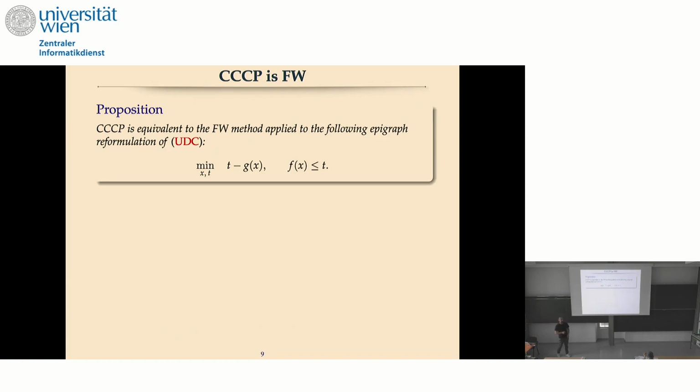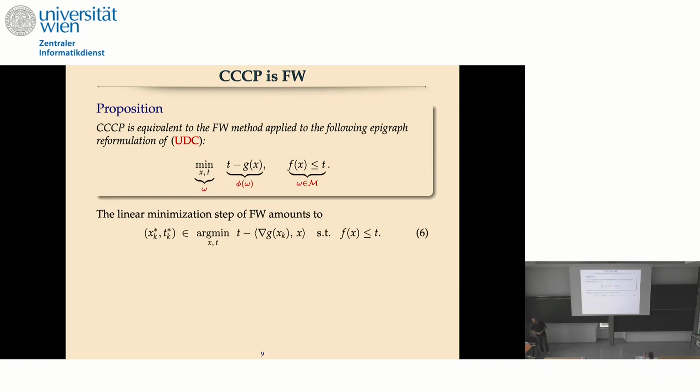So our main result just says CCCP or DCA is equivalent to the Frank-Wolfe method applied to the epigraph reformulation of the DC program, the unconstrained DC program. We basically rewrite our problem in this epigraph form and choose x, t as our decision variable omega. This t minus g(x) is a concave objective, phi(omega), and here we have a convex set.